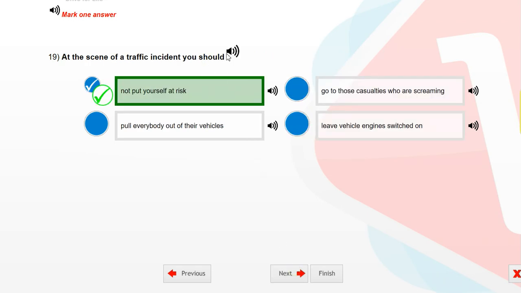At the scene of a traffic incident, you should not put yourself at risk.